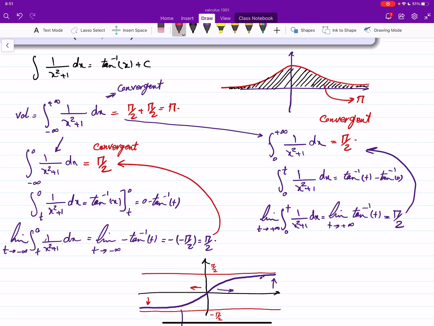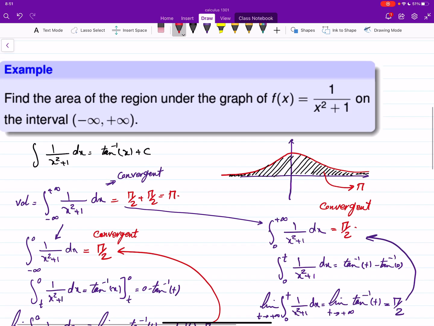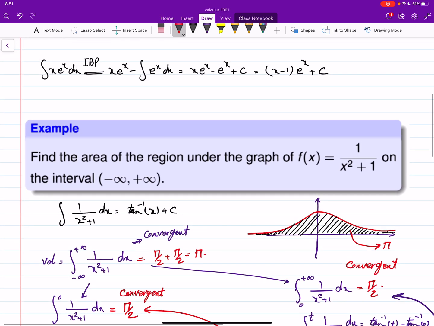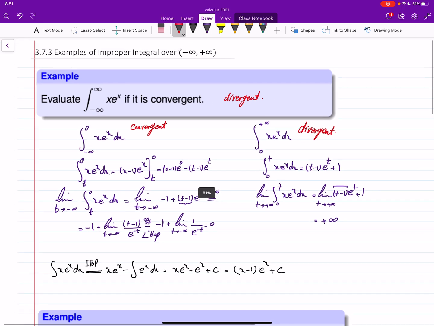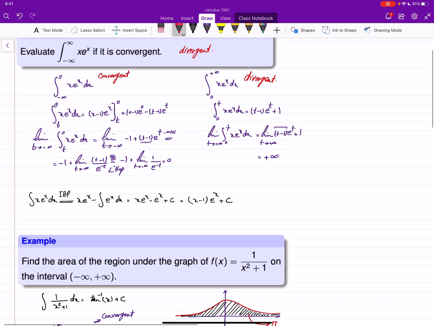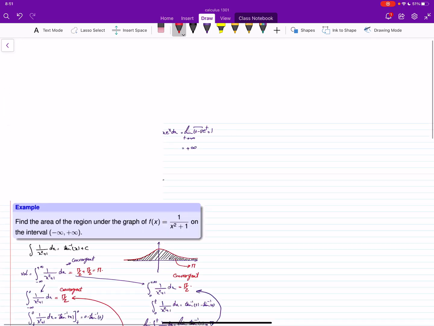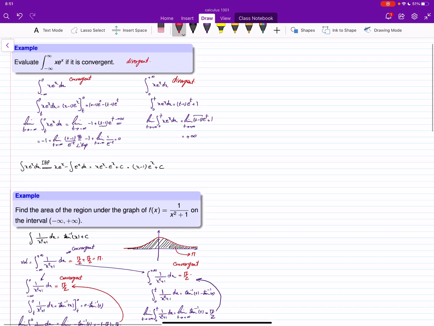Okay. So these were two examples that we wanted to do for these cases. You have to remember that, first of all, you have to separate these two cases, the negative infinity part and the plus infinity part, and then go from there and find it. If both of them are convergent, add them. That's the value of the total integral.